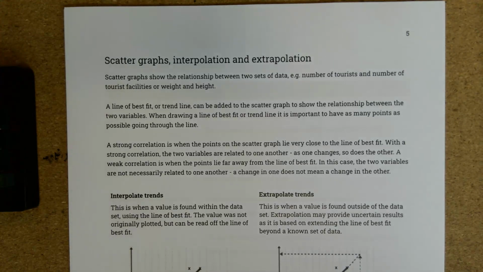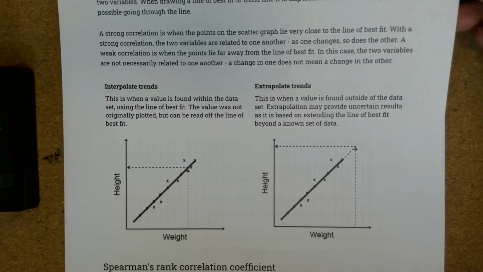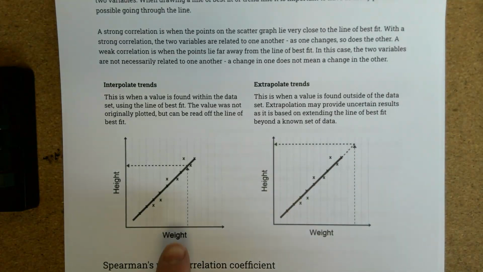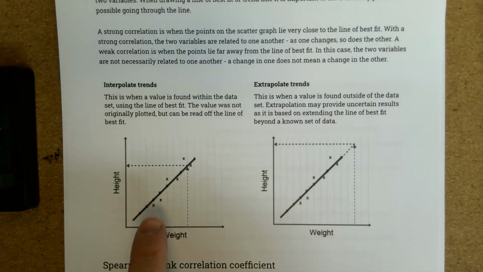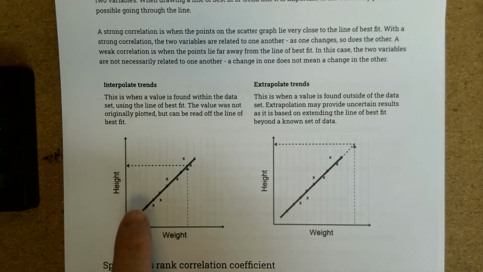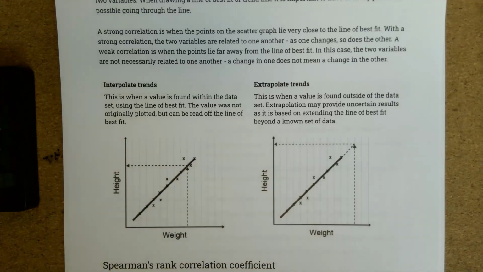By using our line of best fit, we're able to extrapolate trends and interpolate trends. Interpolation is where we look for a value that we haven't plotted within the data set and use that line of best fit to estimate the other value. So we might know somebody's weight but not their height. By using the line of best fit, we're able to make a judgment about how tall that person may be.